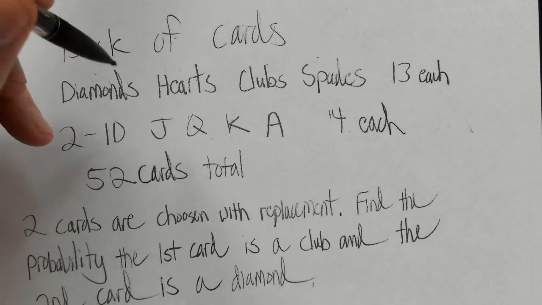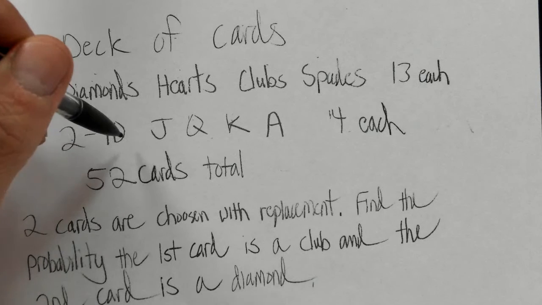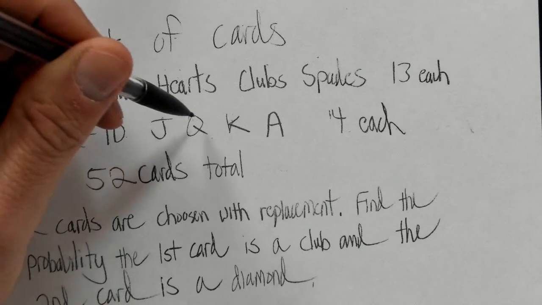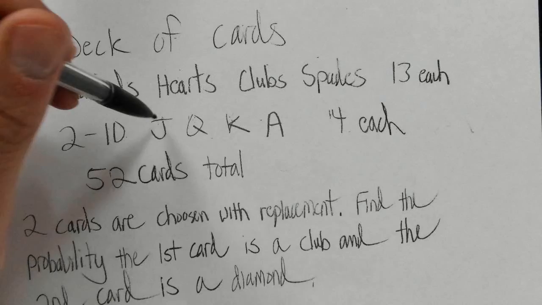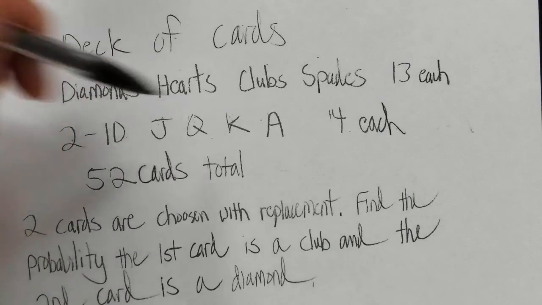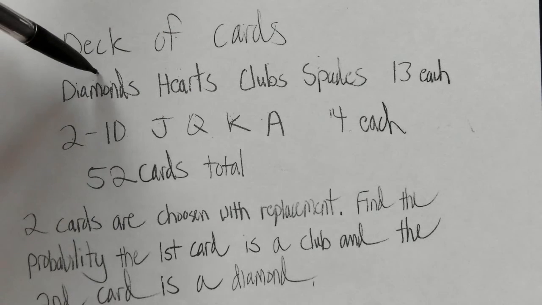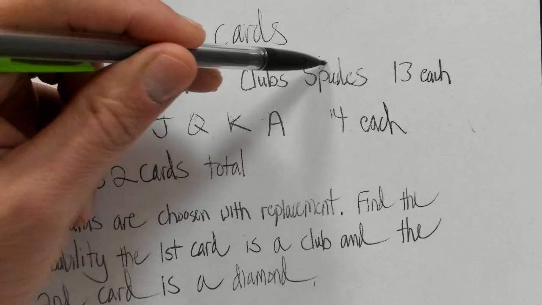So then what that means is 2 through 10. That's 9 cards. 10, 11, 12, 13 with Jack, Queen, King, and Ace. So that means each one of these types of cards, there are 13. There's 13 diamonds. There's 13 hearts. There's 13 clubs. There's 13 spades.